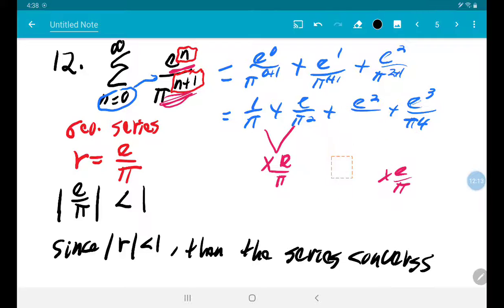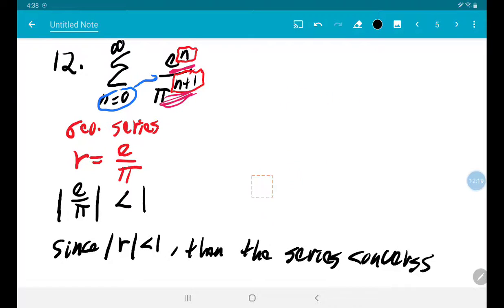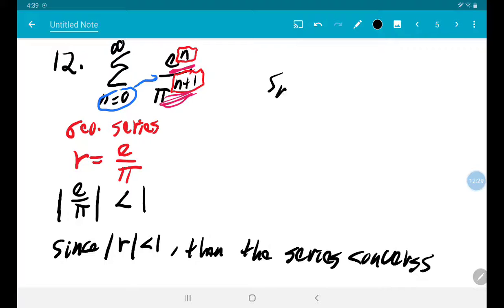Let me erase all of this junk. I can not only tell you that it does converge, it is one of the few series I can tell you what it converges to. And we have a formula that says if it does converge, it converges to a over 1 minus r.